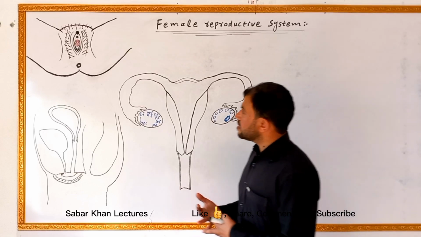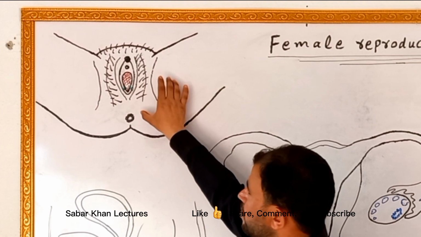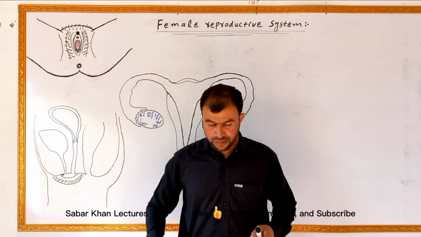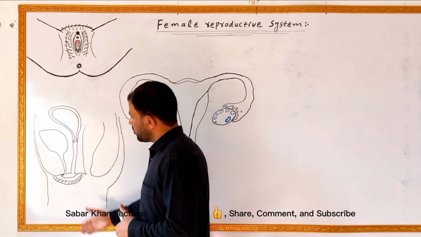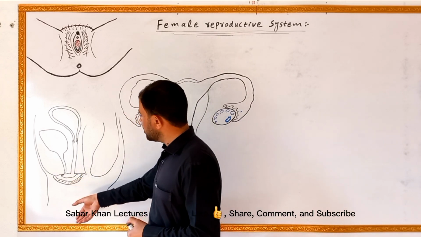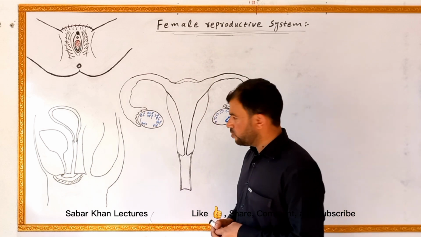The female reproductive system in detail. Here the three diagrams have been drawn. The first diagram is the front view of the female reproductive system, in which the external visible parts of the female reproductive system have been shown. And this is the side view, in which some of the external visible parts and some of the internal female reproductive tract have been shown, which is not visible to us.